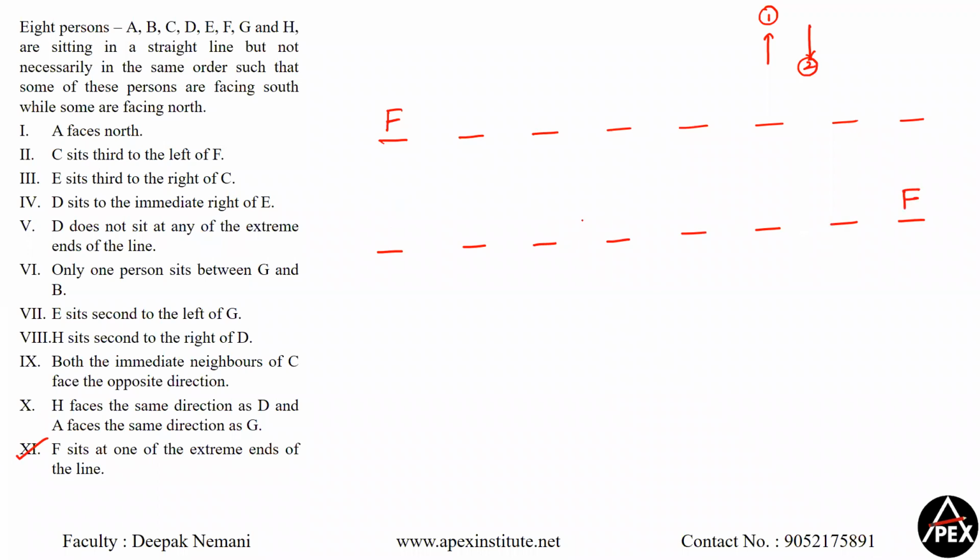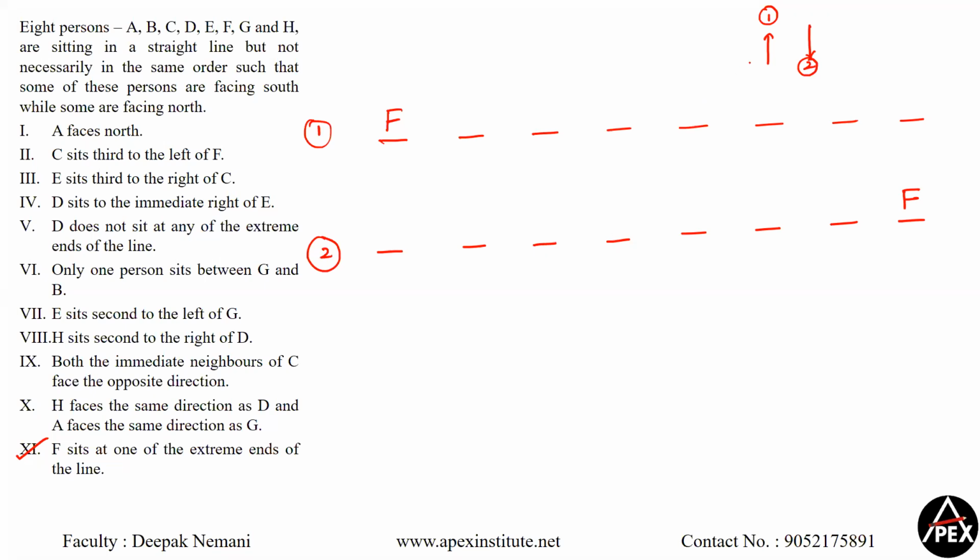Now which statement should I consider? Statement 2. Okay, C sits third to the left of. Now, can someone tell me which direction F is facing? Let us consider case 1 and case 2. Which direction is F facing, 1 or 2? 2. South, it should be.